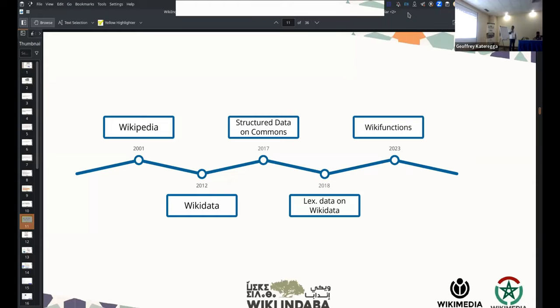Wikidata started in 2012, and from 2012 to 2018, all that we did was to describe concepts. But after 2018, we decided to add a new layer of descriptions to a new namespace called the lexicographical data namespace. This includes words, phrases, and all of the parts of speech that you can think of. Collectively, this is what is referred to as lexicographical data. Next slide.